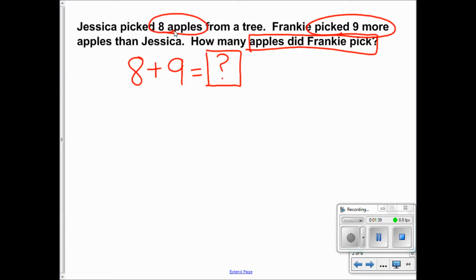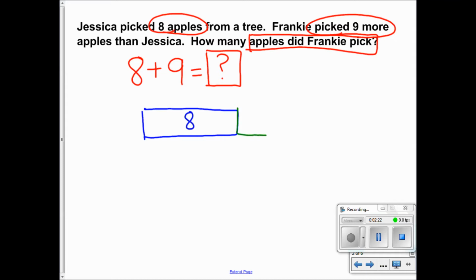Here's what I mean by a bar model. I know that I started with Jessica picking 8. So I'm going to draw a bar that represents the number 8. There's Jessica's 8 apples. Now, I know that Frankie picked 9 more than Jessica. So then I'm going to draw another bar to represent the 9 more that he picked than her. And this time I'm going to connect it right to her bar.